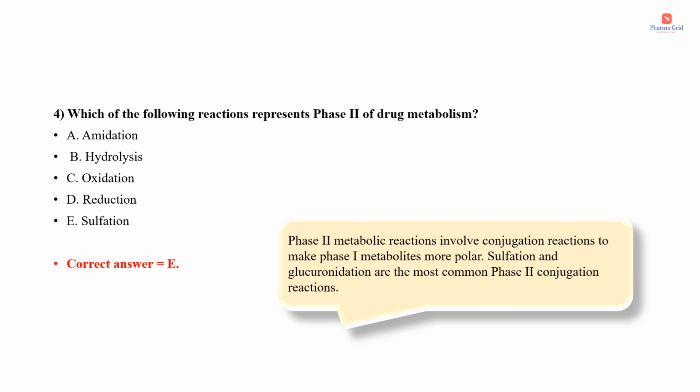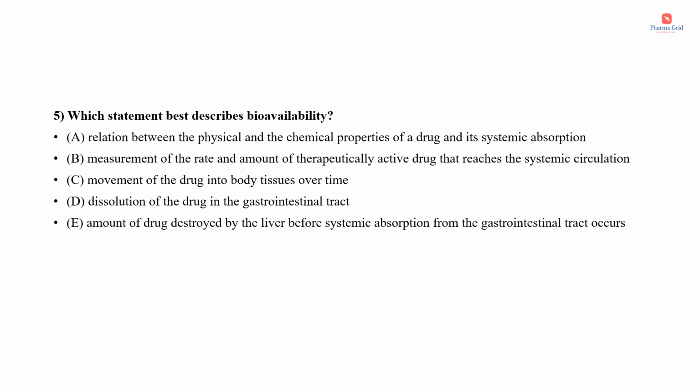Sulfation and glucuronidation are the most common phase 2 conjugation reactions. Next question, which statement best describes bioavailability?